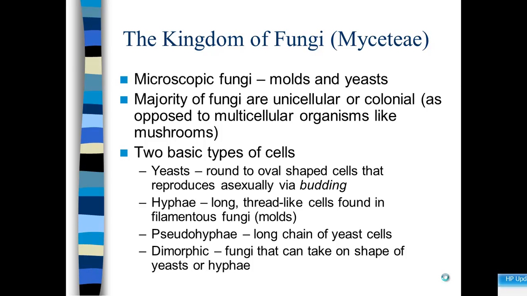And there are two basic types of cells, yeast and molds. Yeast are round to oval shaped cells and they reproduce by budding. Molds include hypha. Hypha is another term for mold. These are long thread-like cells found in filamentous fungi. You do have yeast that look like hypha, and these are called pseudohypha. They're just long chains of yeast cells. And then you have fungus that can go back and forth. They can take on the shape of either yeast or molds.